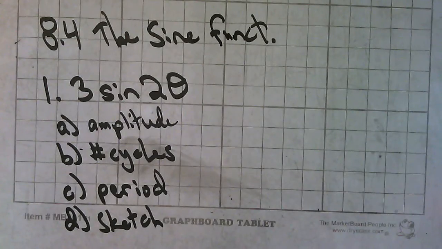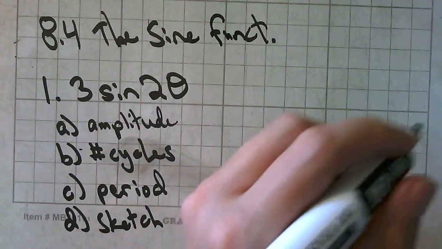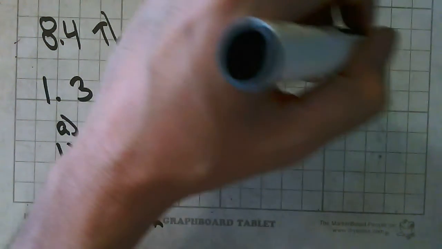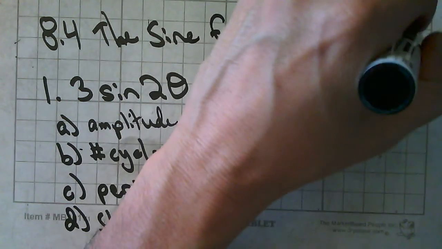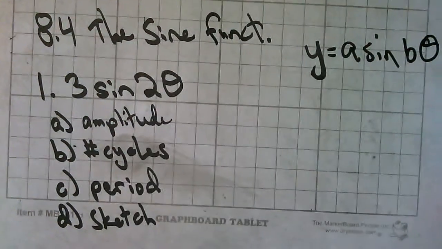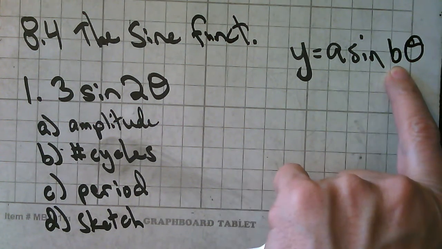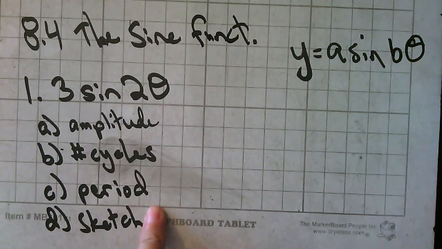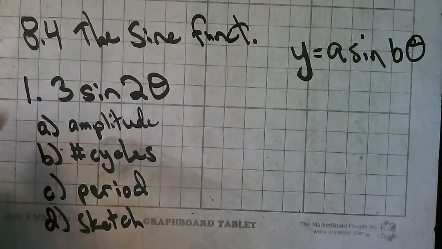Okay, so in this section, we're going to go over the sine function. For your sine function, your general formula is y equals a sine b theta, right? In this case, a is your amplitude, b is your number of cycles. To get the period, we're going to do 2 pi divided by b, and then we're also going to be sketching the graph. Okay, so we're going to solve this problem.